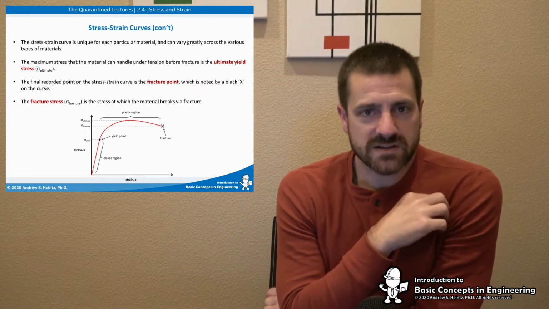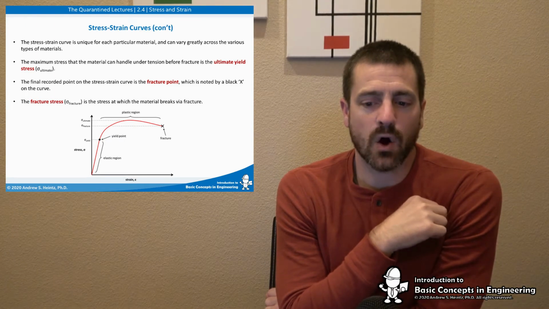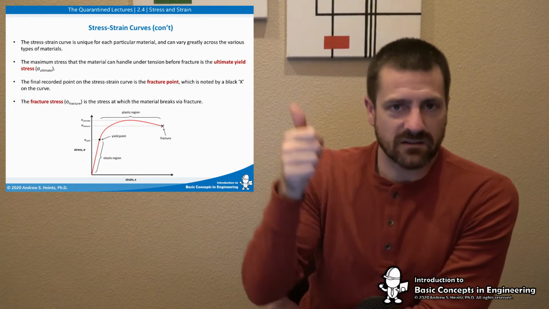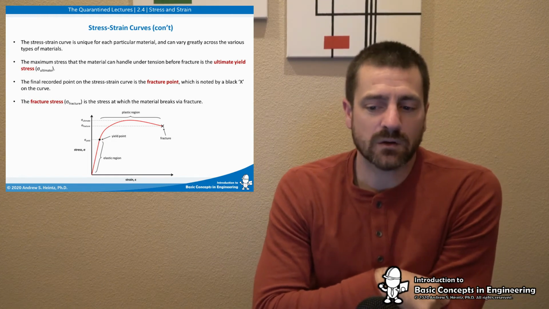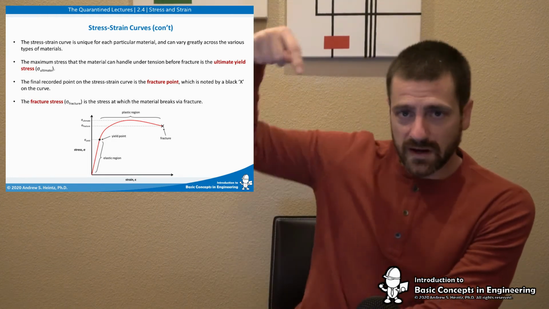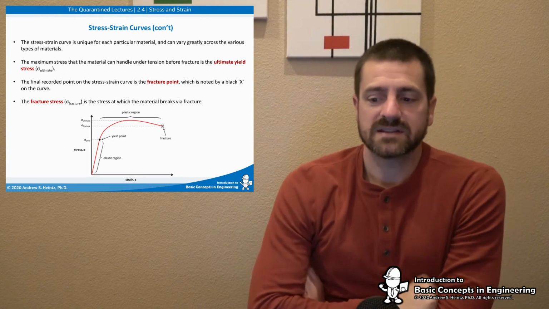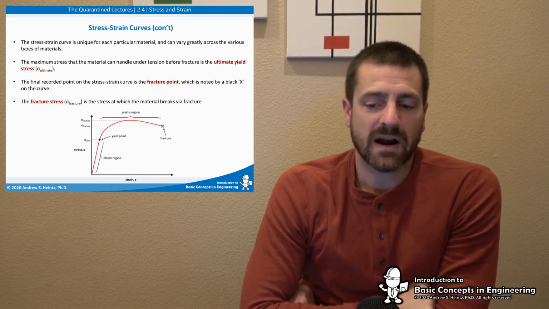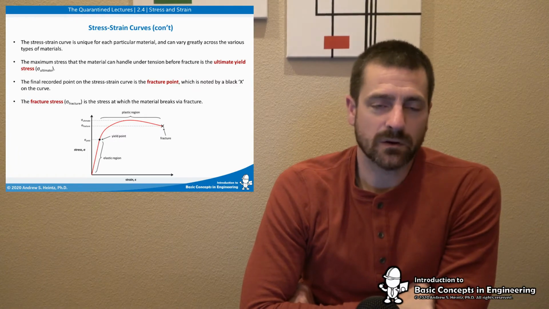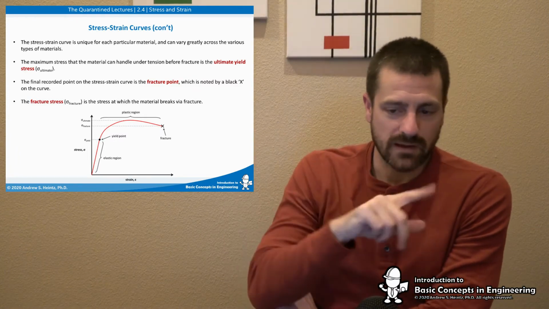The maximum stress a material can handle under tension is the ultimate yield stress, and that's at the very top of the curve. You see it there on the y-axis. The final recorded point on the stress strain curve, way over here, is noted by a black X on the curve, and that's where the material breaks. And the fracture stress is the stress at which the material breaks, right? So you just draw that line over.